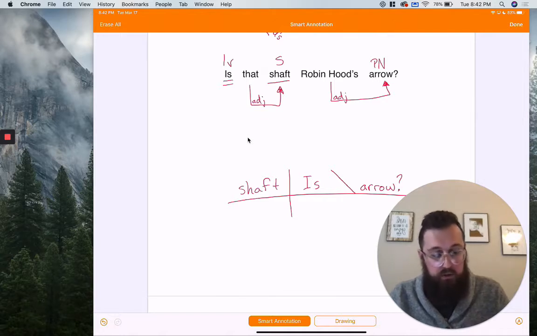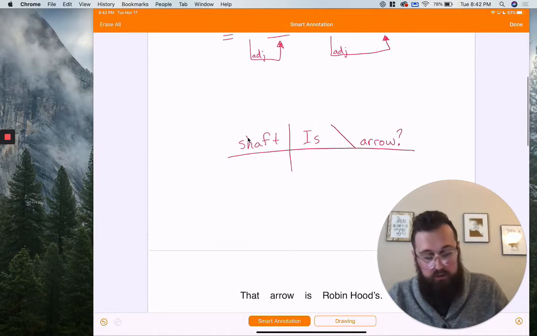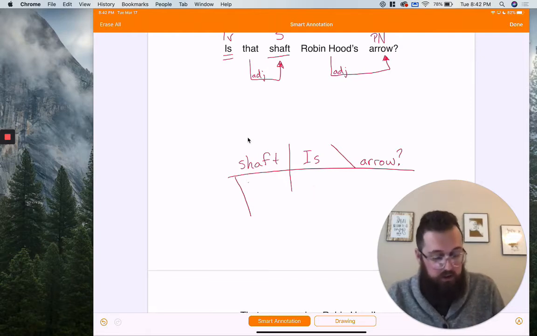Let me scooch up just a little bit. So shaft, which shaft? It is that shaft. And then whose arrows? Robin Hood's.